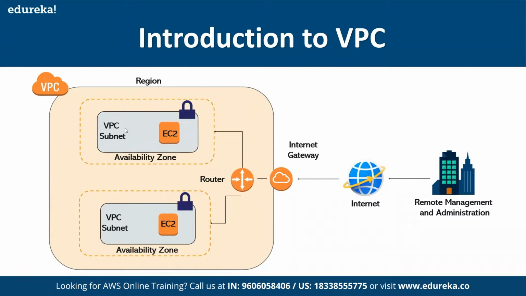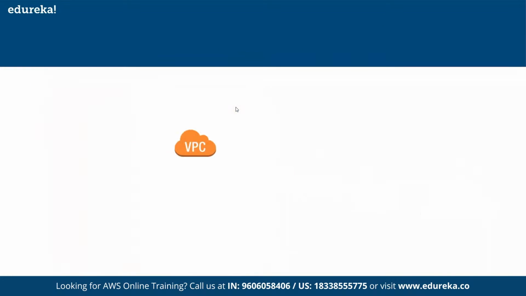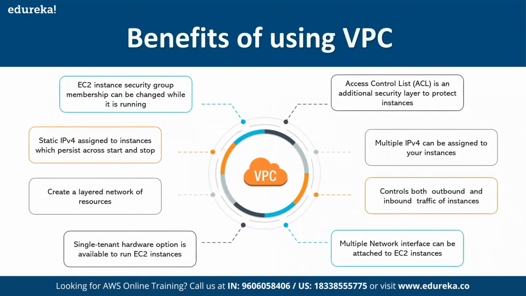So using subnets, security groups, routers, and an internet gateway, I can set up my own network, that too in my personal area over the AWS network. That is called your VPC. So let's move on to understanding the benefits of VPC.